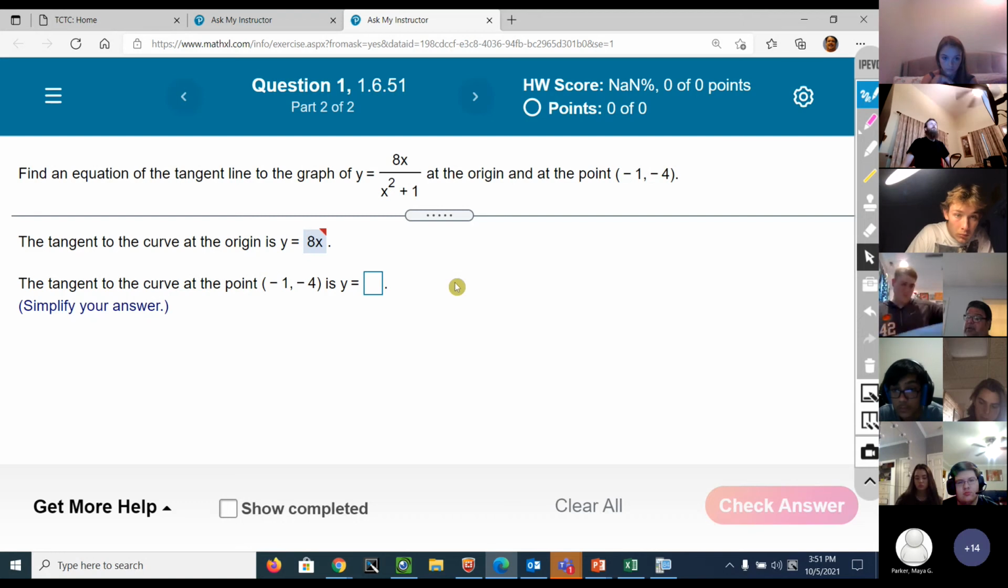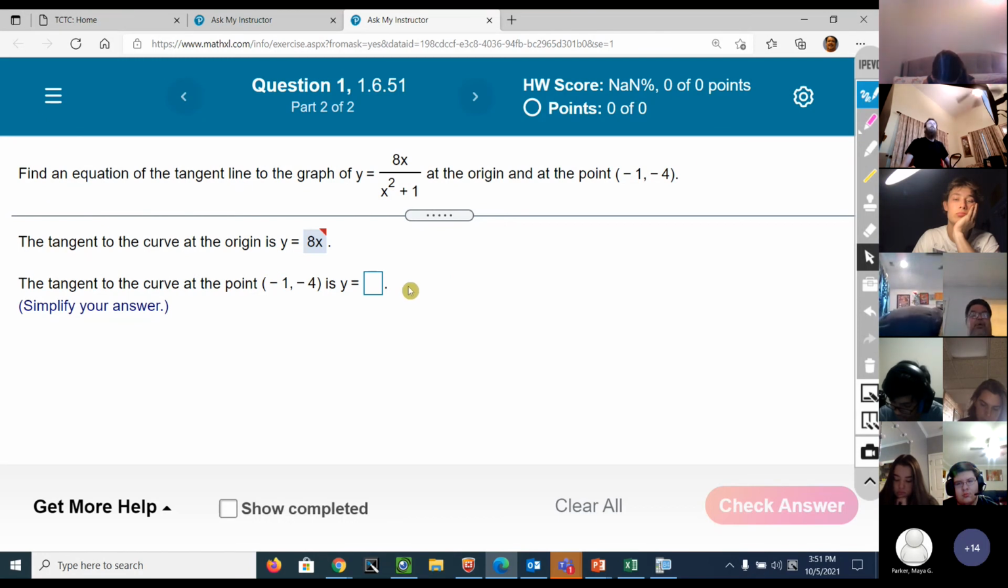I thought I did everything right. First times the derivative of the second plus the second times the derivative of the first. 8 and 2x, negative 1 x squared plus 1. We'll leave this one up. I don't know how they got 8x, but we'll figure it out.